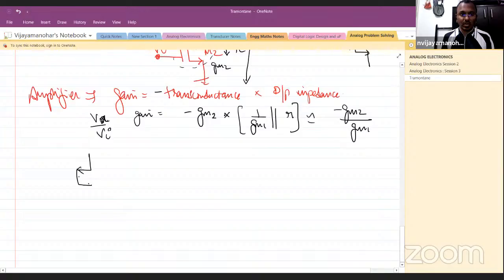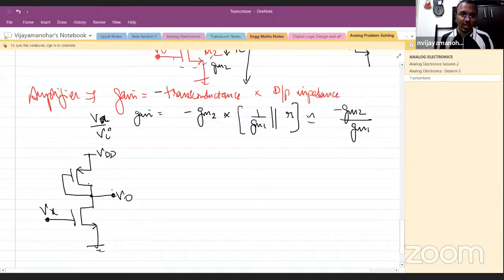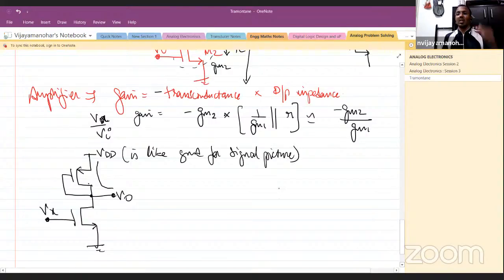The second stage looks like this. Here you have a diode connected transistor and here Vx is getting applied. And this is V0. And this is VDD. Now again look from here. In the signal picture, VDD is like ground for signal. Because in small signal, we are looking at what is changing in the circuit. Whatever is not changing is ground. So VDD is constant, so it's as good as ground. Ground is constant, so ground is as good as ground. Correct. So we are looking at the small signal picture, where we look at only what is changing in the circuit.